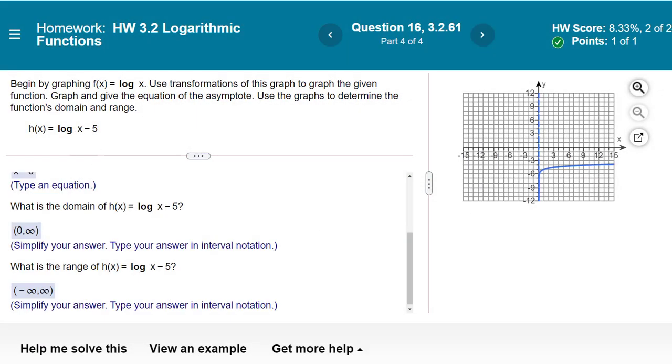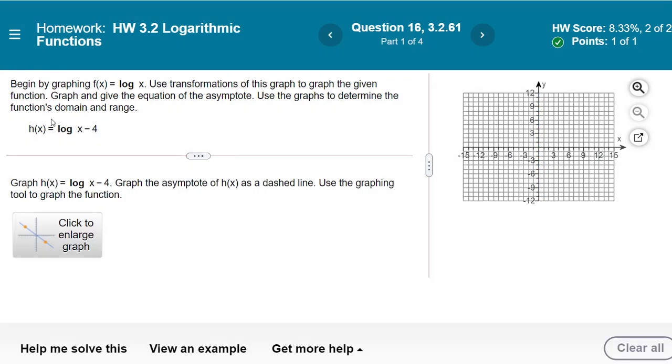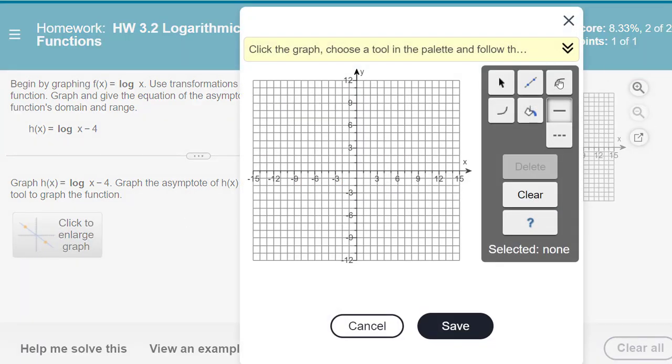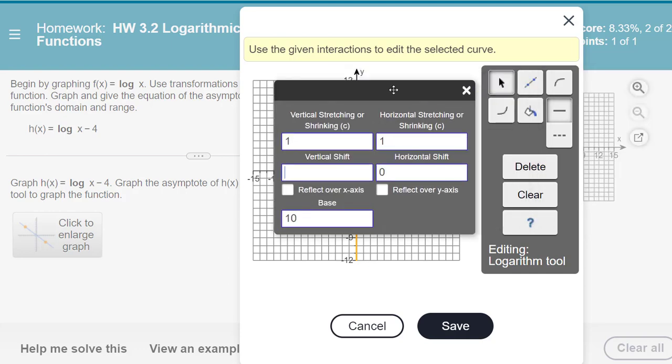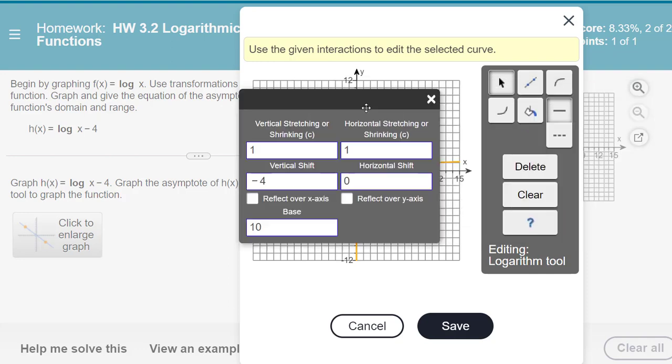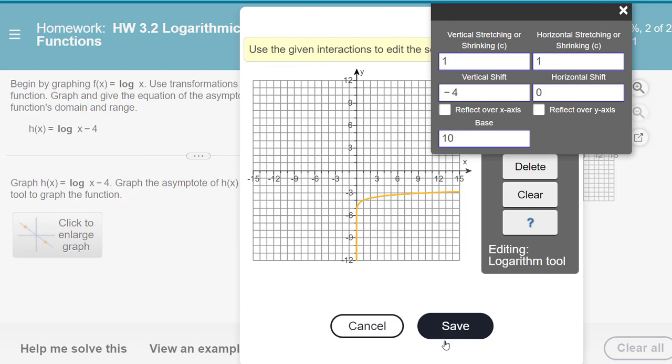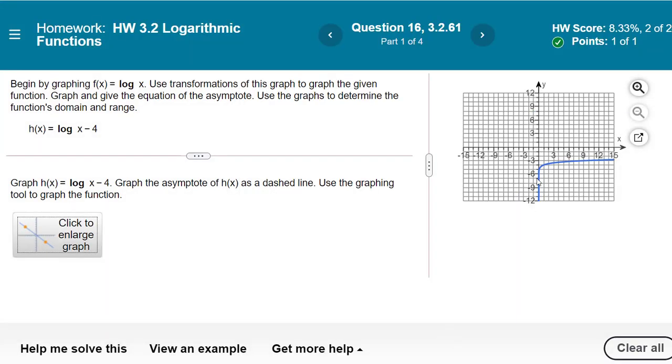All right, similar question. This is going to shift the whole thing down 4. So I'm going to click to enlarge it. I'm going to click on the logarithmic tool, anywhere on the graph. I'm going down 4 because it's not in the log. If it was, it would have to have parentheses around it. So I'm doing a vertical shift down 4, so negative 4 on the vertical. And when I do that, it shifted it down 4. Save that.